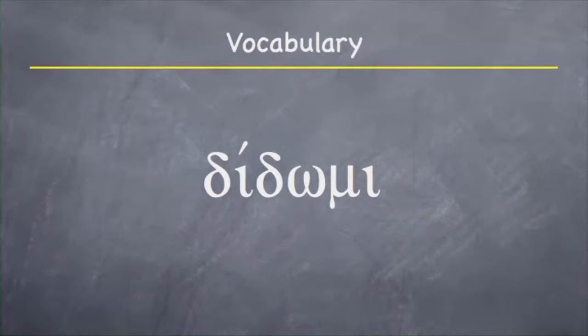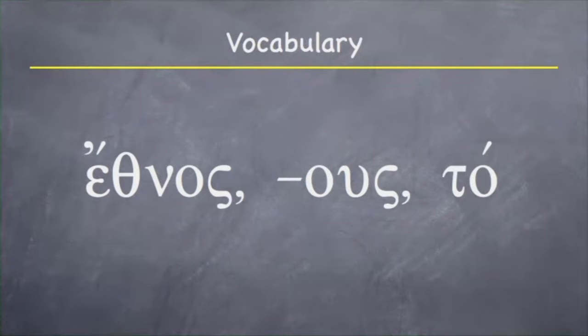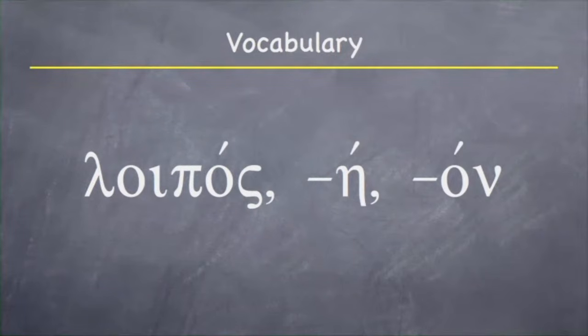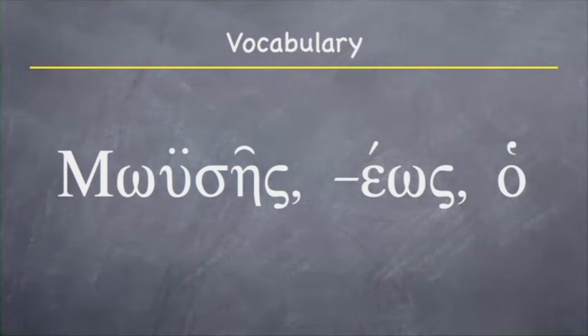Didomi: I give, out, entrust, give back, put. Ethnos, ethnous, to: in the singular, nation; in the plural, the Gentiles. Loipos, loipe, loipon: as an adjective, remaining; as a noun, rest; as an adverb, for the rest, henceforth. Mouses, mouseos, ho: Moses.